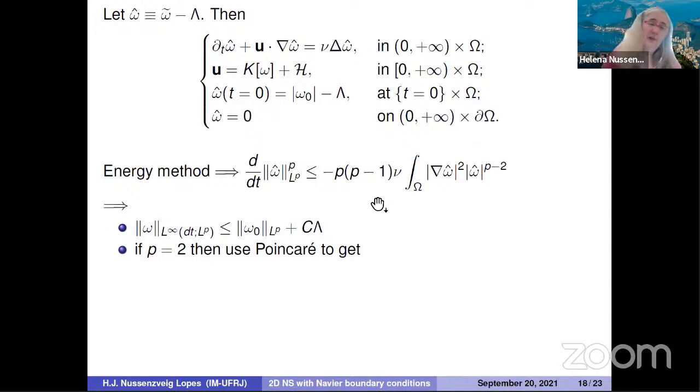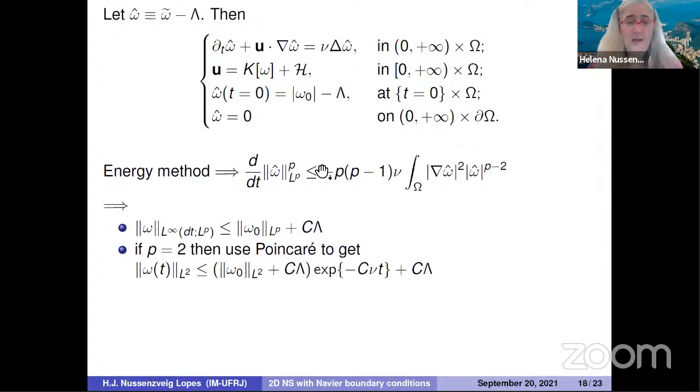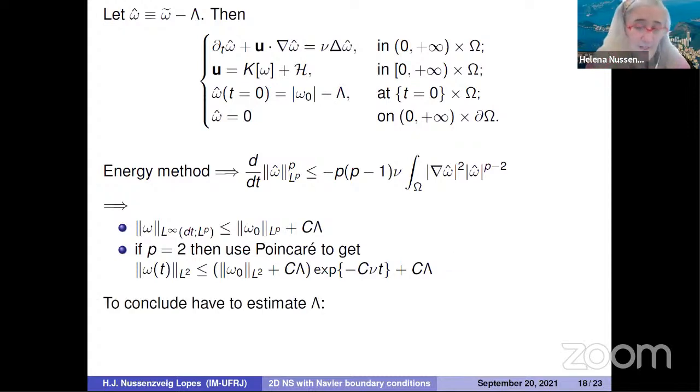If you take p equal 2, then what you get on your right hand side is minus twice nu, the integral of the gradient of omega hat squared. And you can then use the Poincaré inequality to bound this by minus twice nu, the integral of omega hat squared. And since on your left hand side you'll have d/dt of the L2 norm squared, you easily get that the L2 norm squared of omega hat is exponentially decaying. Therefore, the L2 norm of omega at time t is bounded by some constant times this exponentially decaying object here, plus a constant times lambda. So in order to conclude, we just have to estimate lambda.